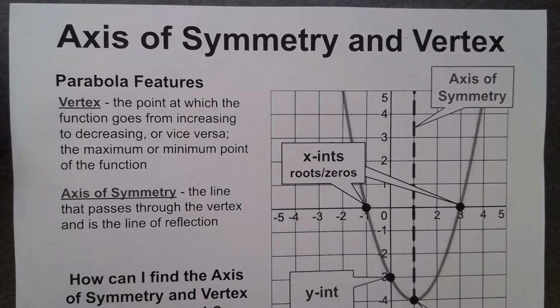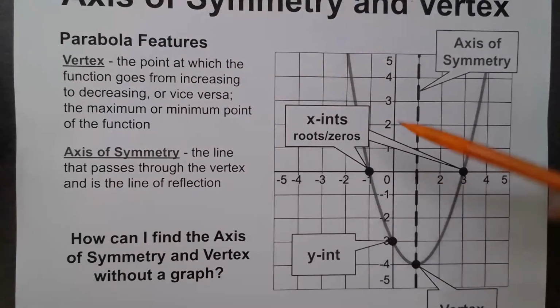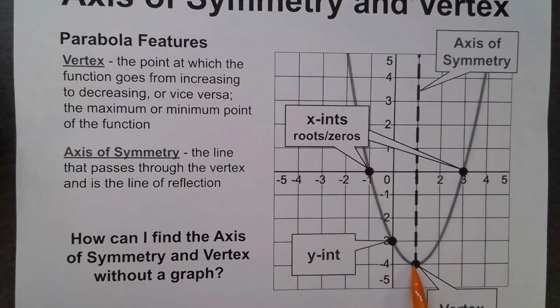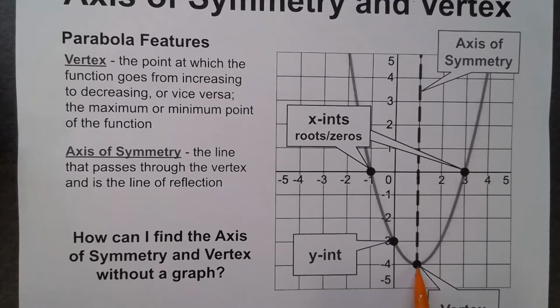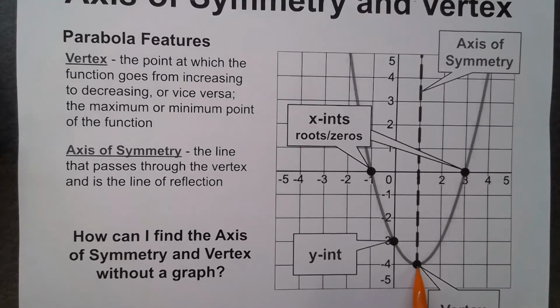In this lesson, you will learn how to calculate the axis of symmetry and vertex for quadratic functions. Remember that some of the parabola key features are a vertex, which is the point at which the function goes from increasing to decreasing, or vice versa. So in our graph here, our vertex point is here where it changes from increasing to decreasing, or the other way, decreasing to increasing. The maximum or minimum point of the function is our vertex. That's the highest or lowest point of the graph.